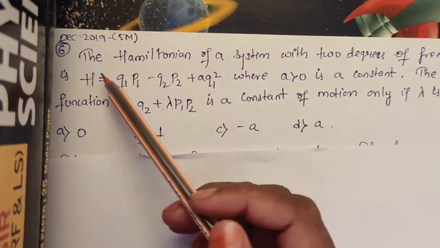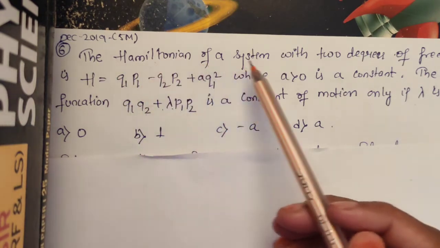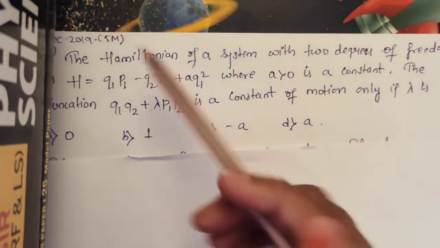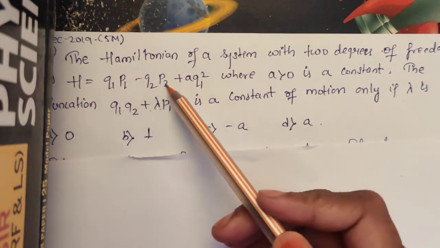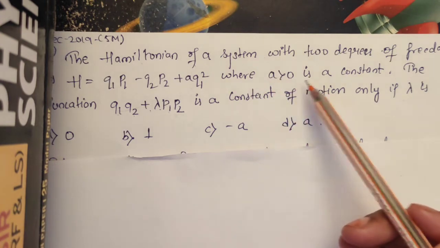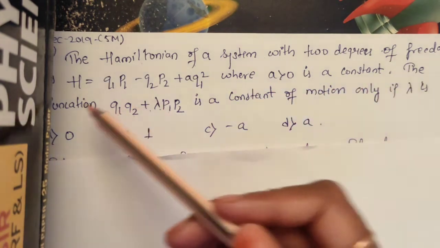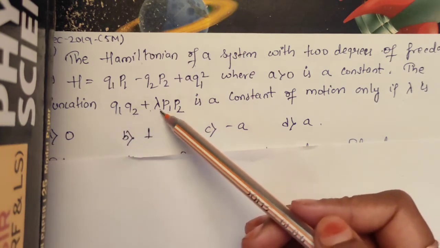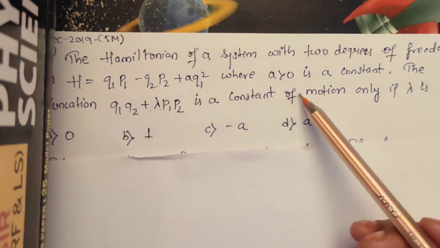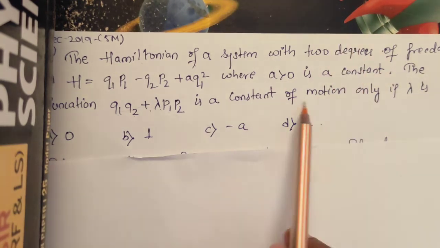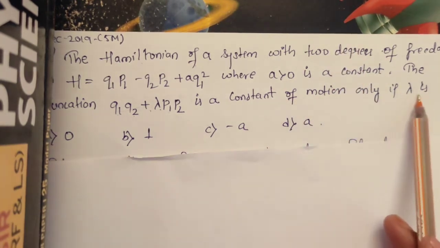The question states that the Hamiltonian of a system with 2 degrees of freedom, where H is Q1 P1 minus Q2 P2 plus A Q1 square, where A is greater than 0, is a constant. The function Q1 Q2 plus lambda P1 P2 is a constant of motion only if lambda is. So in this question they are asking us to find the lambda value.